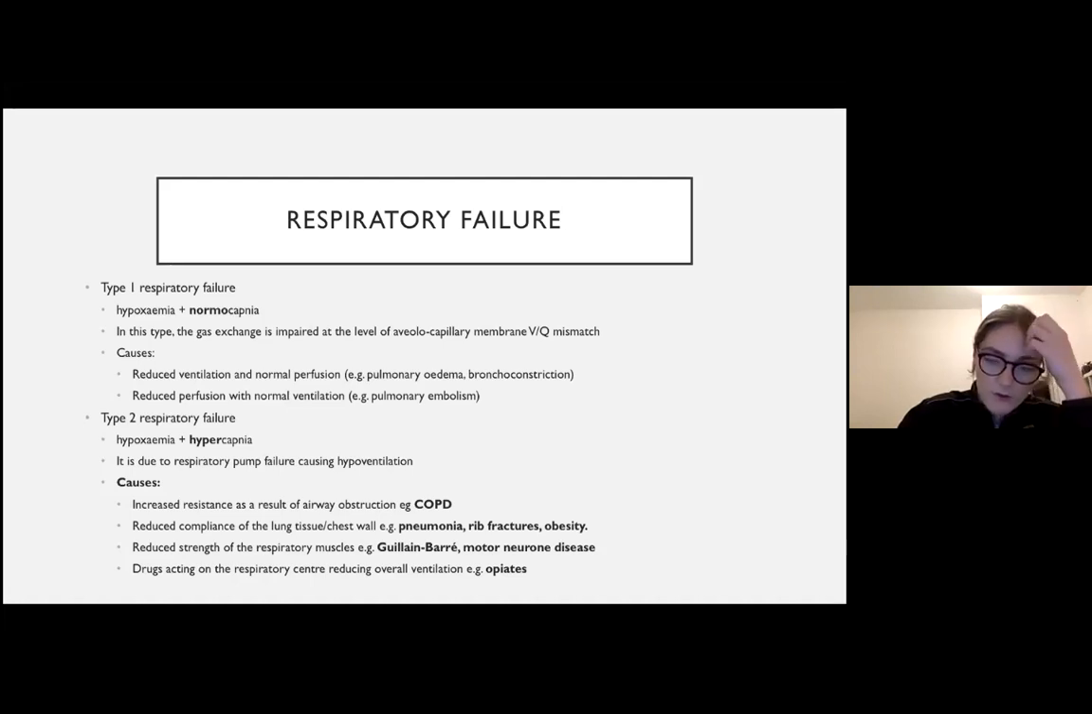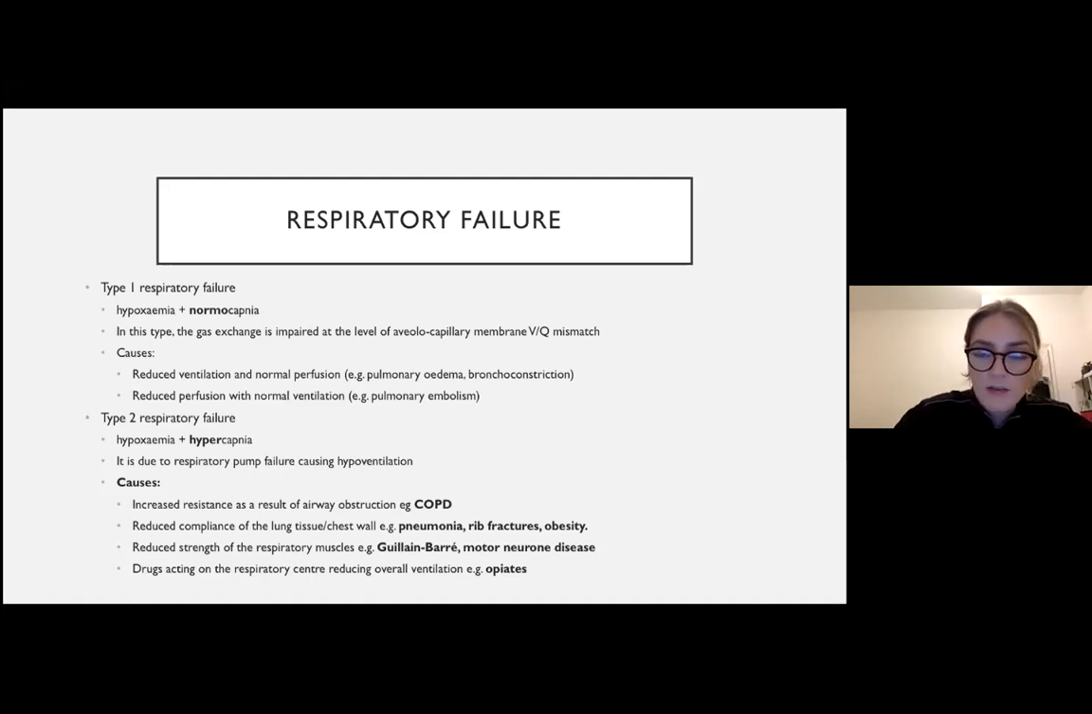You can get neuro problems which can cause it, because you just don't have that same respiratory drive because of Guillain-Barré, motor neuron disease, your muscles just aren't working as well. Or the respiratory center isn't working as well, opiates and things like that causing respiratory depression. So just be aware that they really like to ask about this in exam questions.